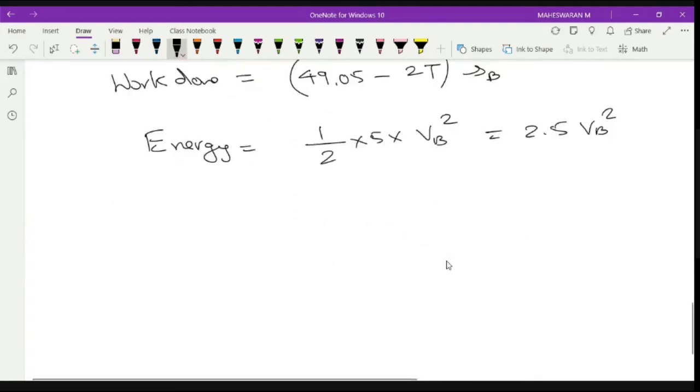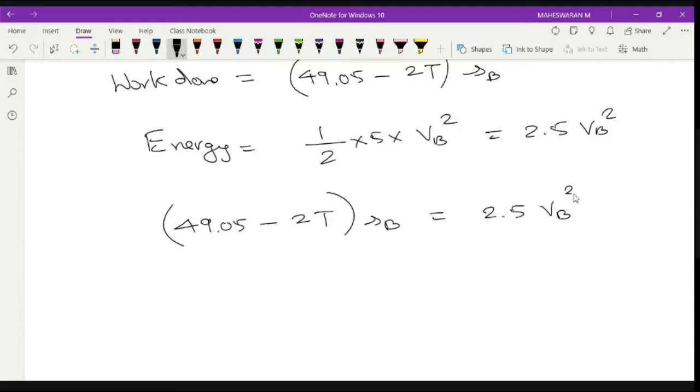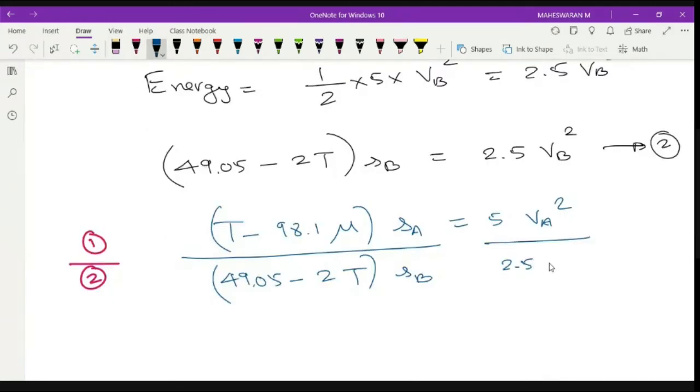So we can equate it now. When I equate, I will get (49.05 minus 2t) into SB is equal to 2.5 VB square. Equation 2, right? So now what I can do is divide equation 1 by equation 2, dividing these two equations by 2.5 VB square.